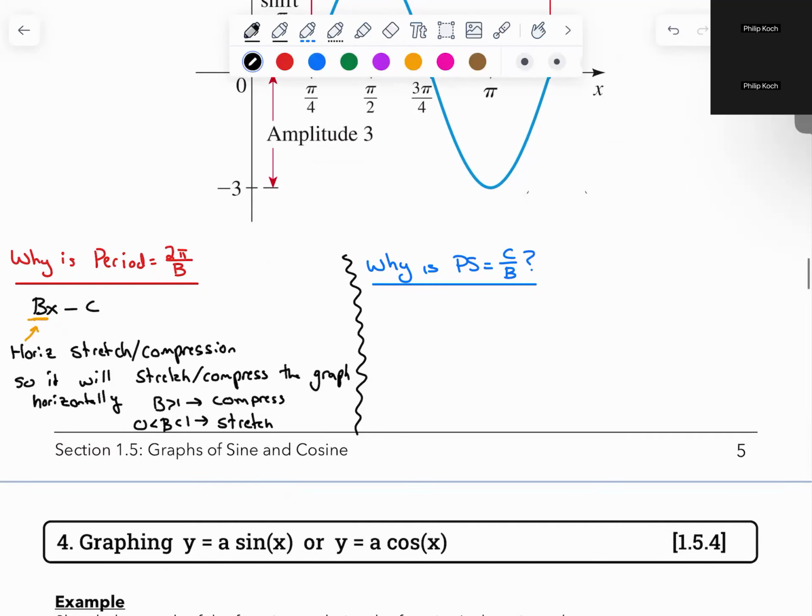So the reason, though, is if you take bx minus c and you factor out a b, this becomes x. And then remember, if you factor something out, you divide every term on the inside by that number.